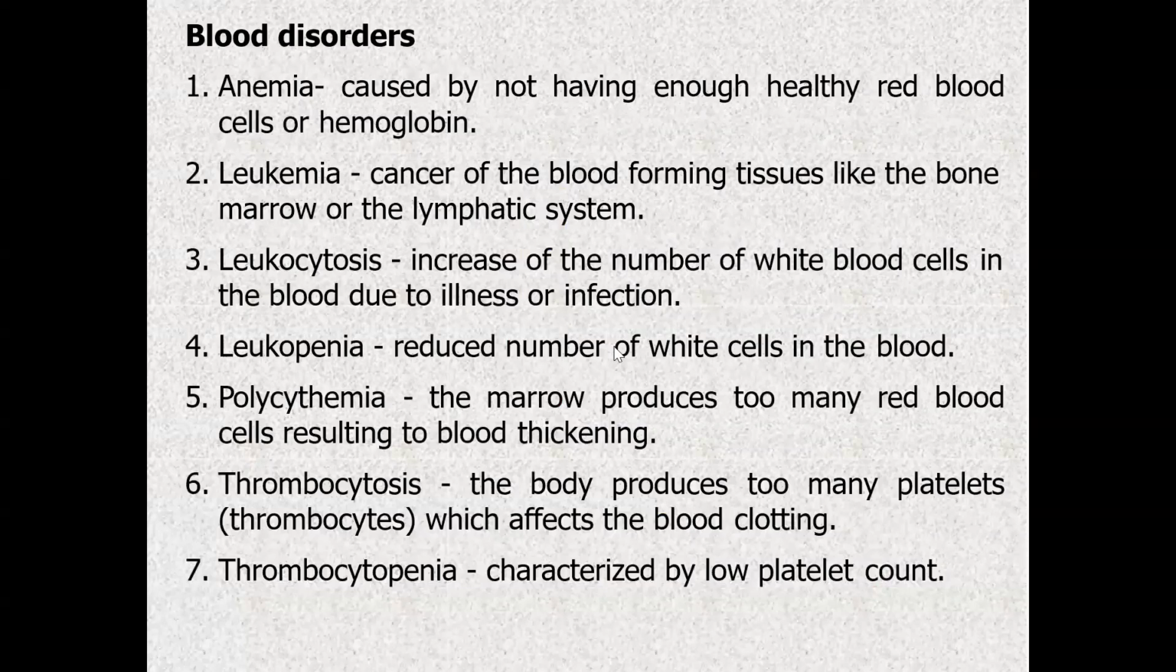So now let's talk about the blood disorders that you encounter in the blood. Okay, so anemia, it is caused by not having enough RBC or hemoglobin. So dati, di ba, diniscuss natin na without hemoglobin, red blood cells cannot perform their function. Okay, so the red blood cells must have hemoglobin to be able to perform their function. Okay, so next is leukemia. So leukemia is the cancer of the blood.